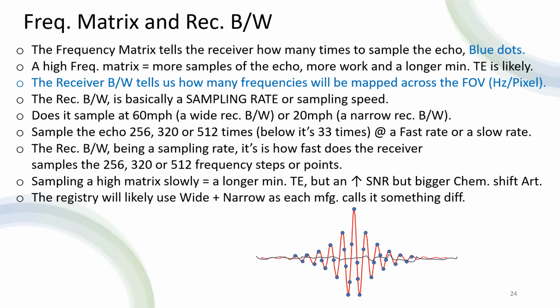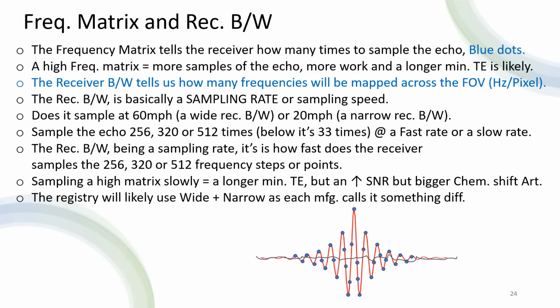minimum TE. So the receiver tells how many frequencies are going to be mapped, how many times they're going to map that across the field of view. That's hertz per pixel. The receiver bandwidth tells the scanner how many frequencies are going to be across your entire field of view. All right. So now receiver bandwidth, think of it this way. It's a sampling rate. Are you going to sample all those blue dots at 60 miles an hour and be done real fast? Or are you going to sample it at 20 miles an hour and not be done so fast? So the same thing comes across.